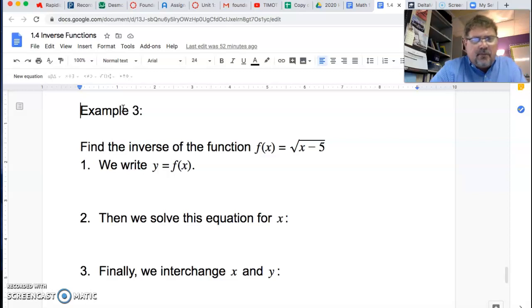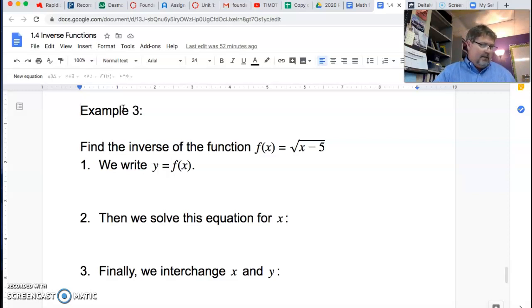Okay, so look. This is a different type of function here. It says find the inverse of the function, and we're given a square root function here with an expression inside of it, x minus 5, and we have our steps we could go through and everything like that. This one may have an issue at the end, and I'll talk about it, but let's get right to work.